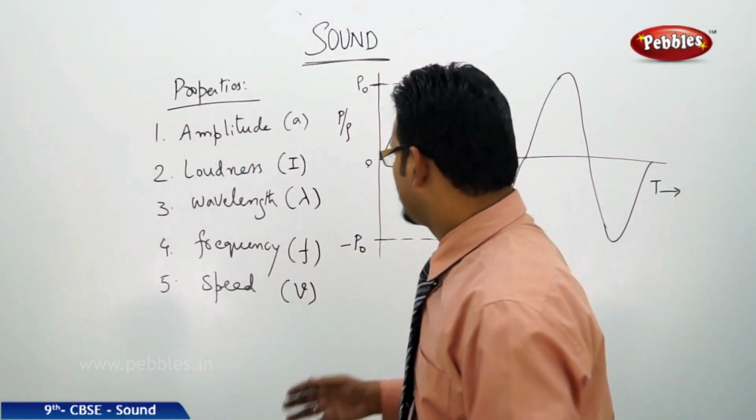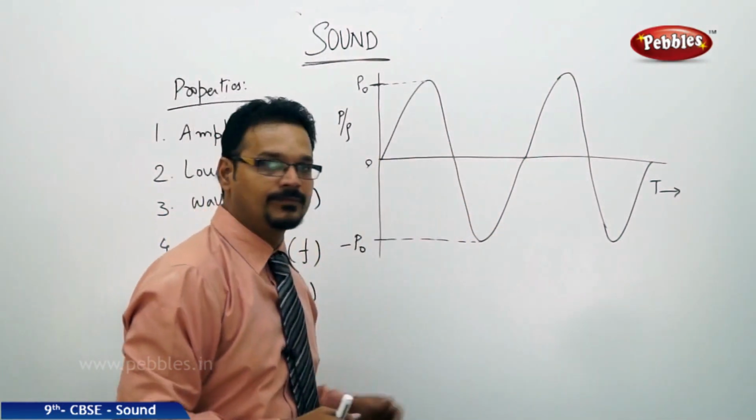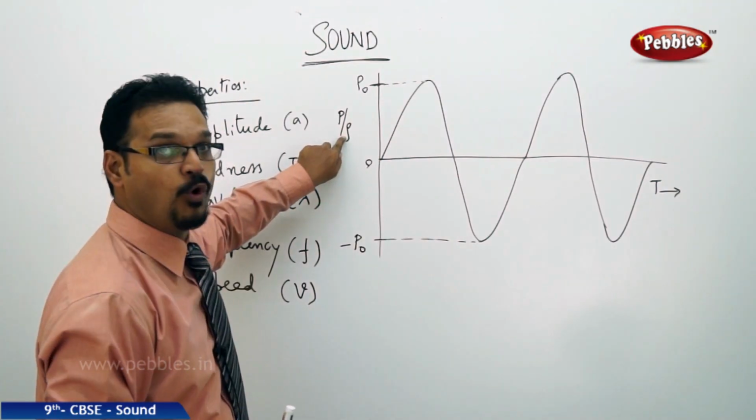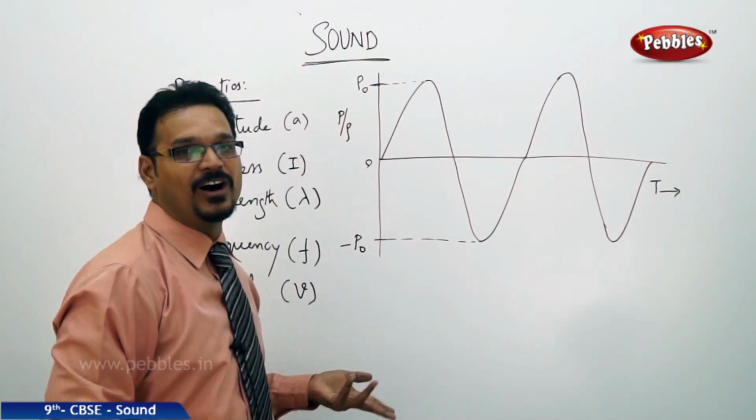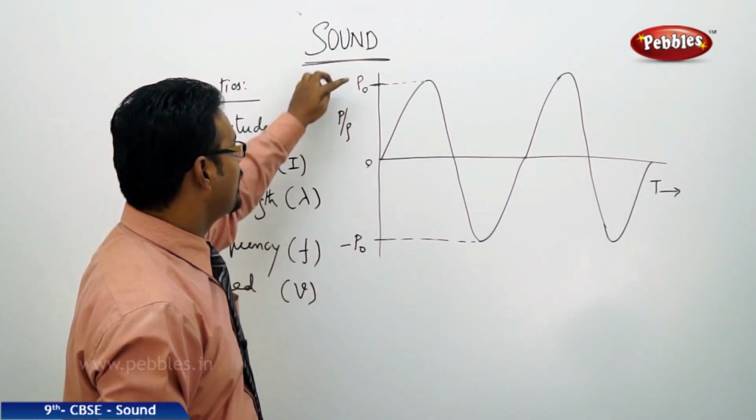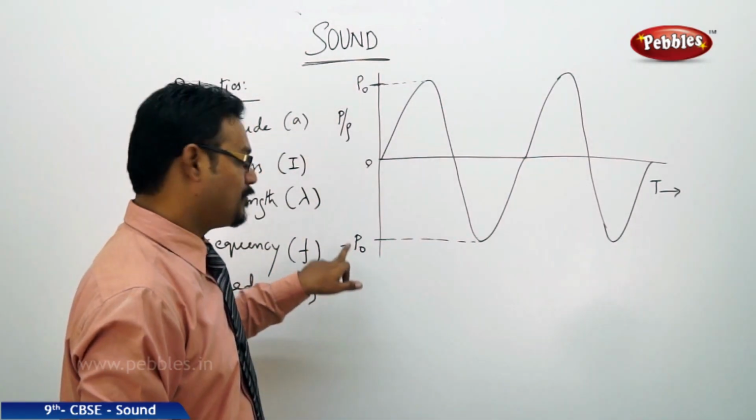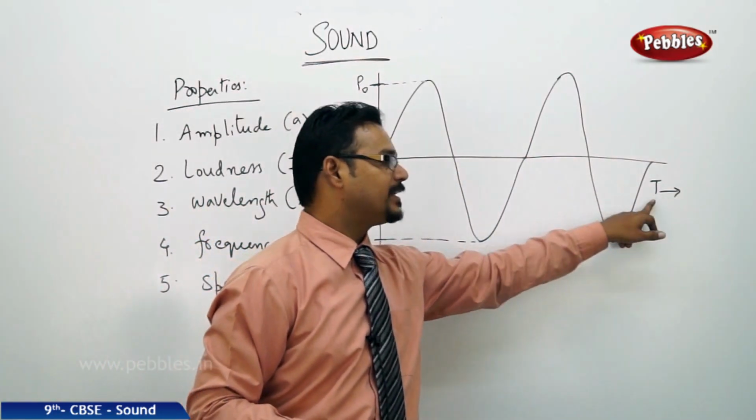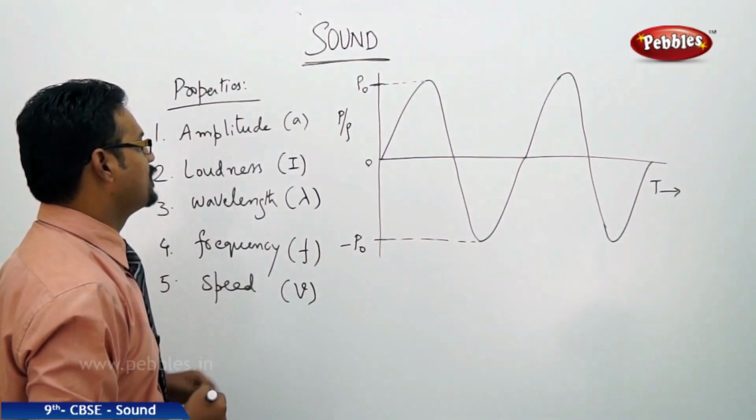Now see, on the board, a big wave has been drawn. On the y-axis I have taken pressure or density. Density's symbol is rho, a Greek letter; you can use the small d also. On the y-axis I have taken pressure, P naught as maximum pressure and minus P naught as minimum pressure. O is the origin, and on the x-axis I have taken time.